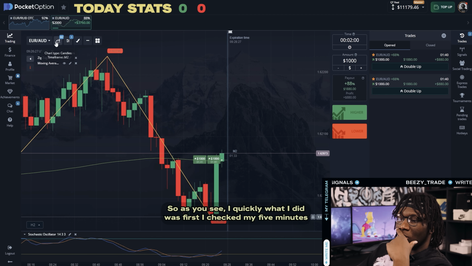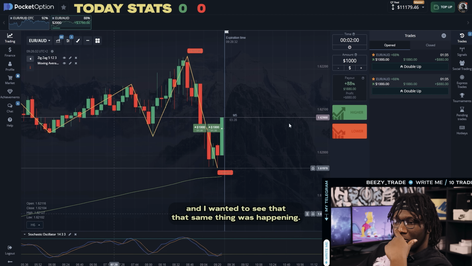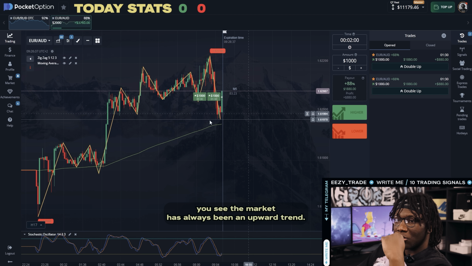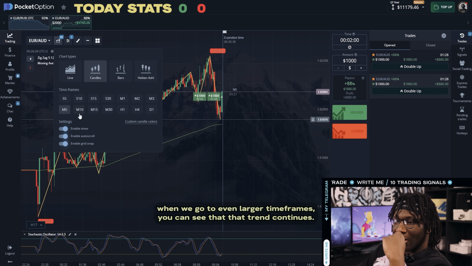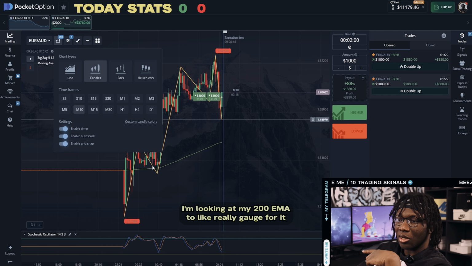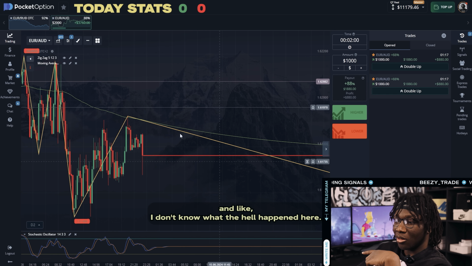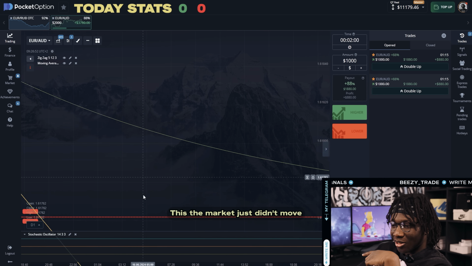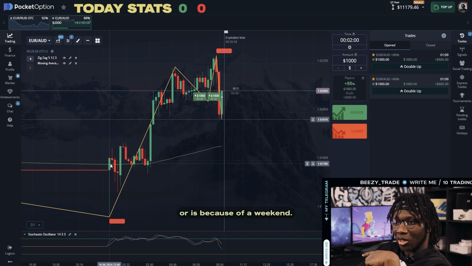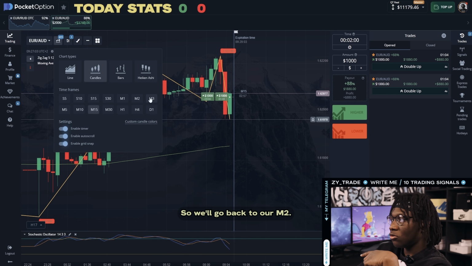So as you can see, what I did was first I checked my 5 minutes and I wanted to see that the same thing was happening. When you look at 5 minutes, you can see the market has always been in an upward trend. And when we go to even larger time frames, you can see that trend continues. I'm looking at my 200 EMA to really gauge for it. And as you can see, I don't know what happened here. The market just didn't move? Or is it because of the weekend? All right, no big deal. So we'll go back to our M2.